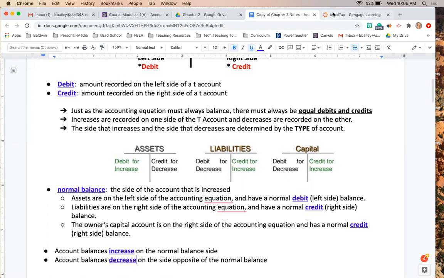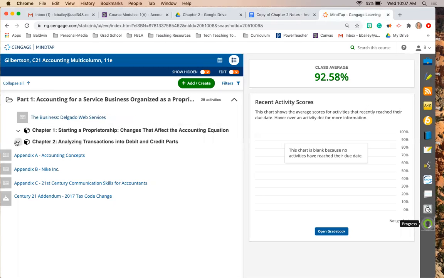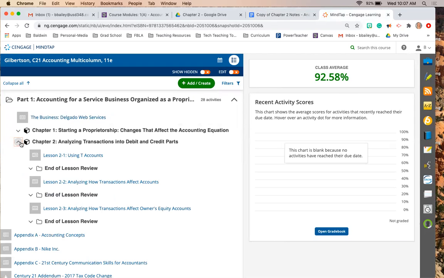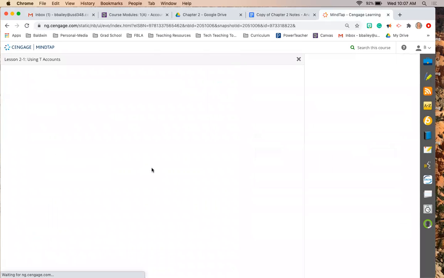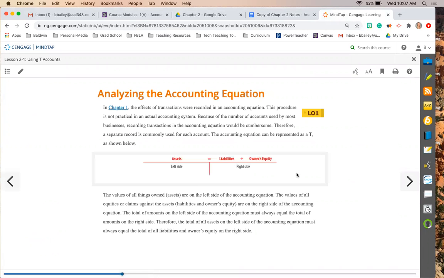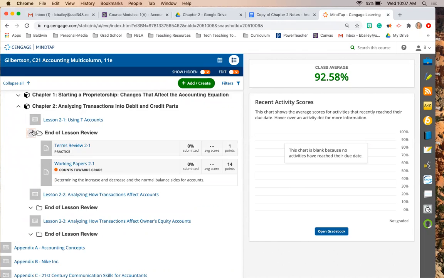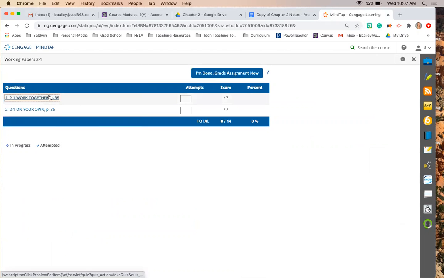Go ahead and open up Mindtap. We are actually going to start in chapter 2. So click the chapter 2 drop down arrow. Just a reminder, if you want to read more about 2-1, you can click the lesson 2-1 right here. It's going to open up the textbook for you so that you can read through that section. I would highly recommend that, especially since this is a new topic and I'm not there to help reiterate it. All right, we're going to go to end of lesson review. You guys have terms. We're going to go to working papers, and we're going to do the work together first.